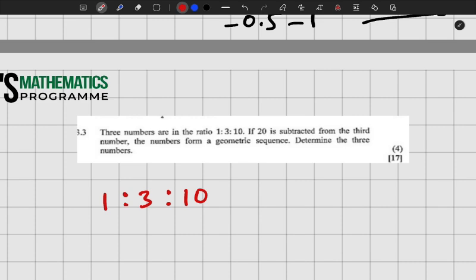Okay, so first things, let's underline geometric sequence. If we subtract 20, we get a geometric sequence. But initially, we've got this ratio. Let's just think about the ratio again. A ratio is not the same as the actual numbers. For example, we can say the ratio is 1 is to 2.